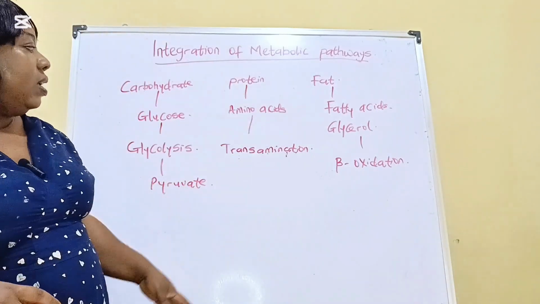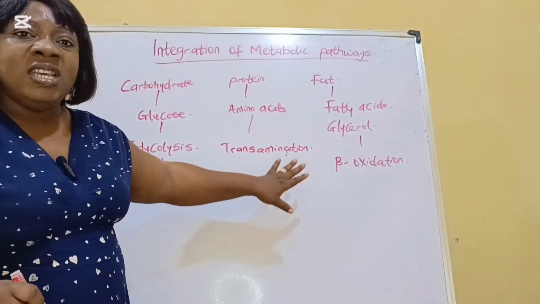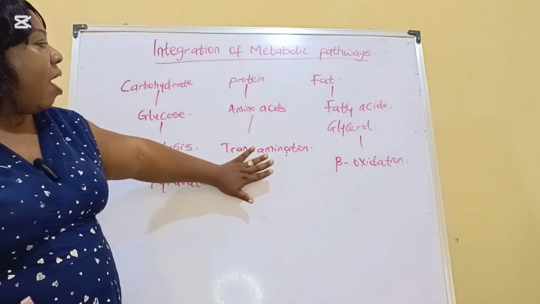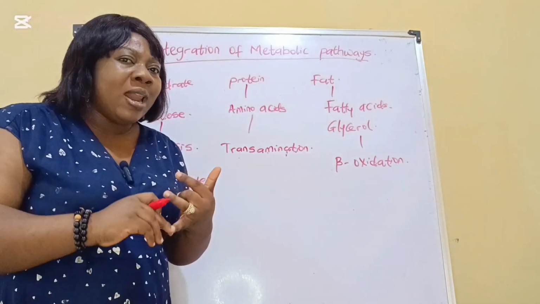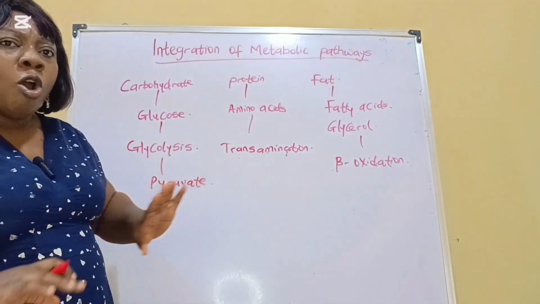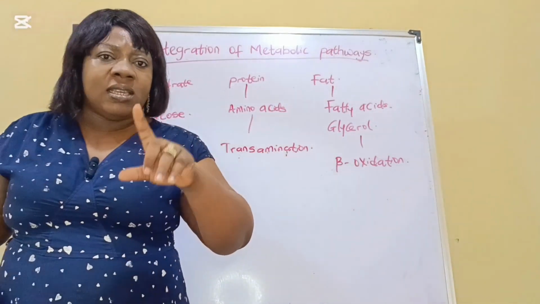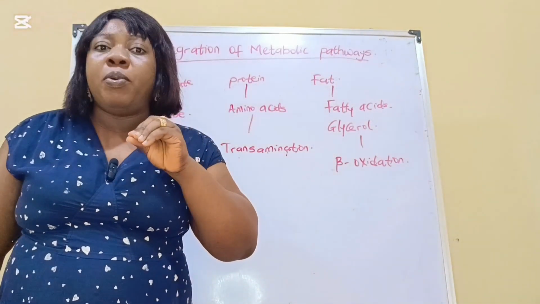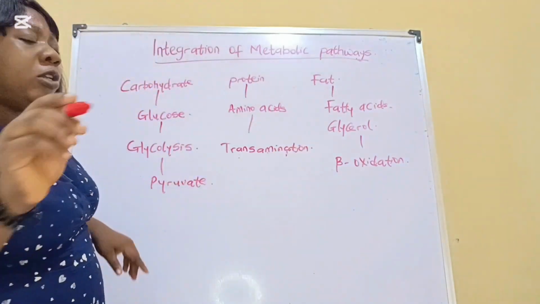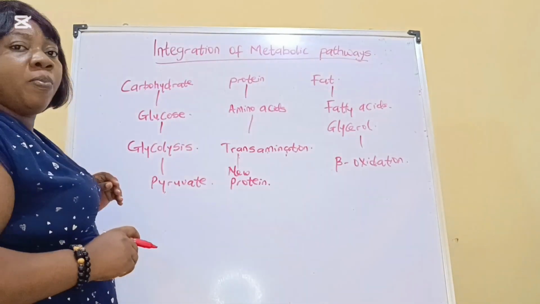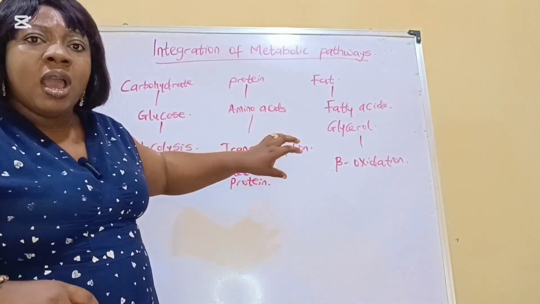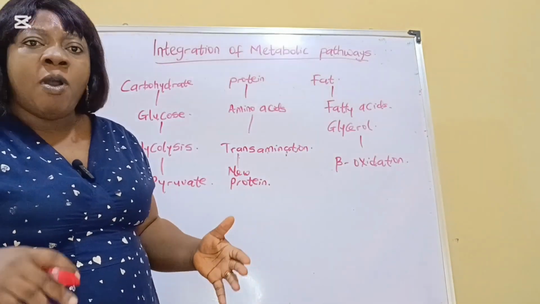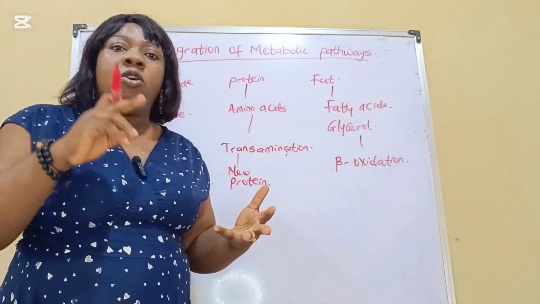Now let's move to the protein side. When transamination is carried out on these amino acids, different things could happen. One, it could lead to formation of new protein. Remember that amino acids are the building blocks of protein. And apart from that, products of this transamination can also be stored in the form of glycogen and or fats.